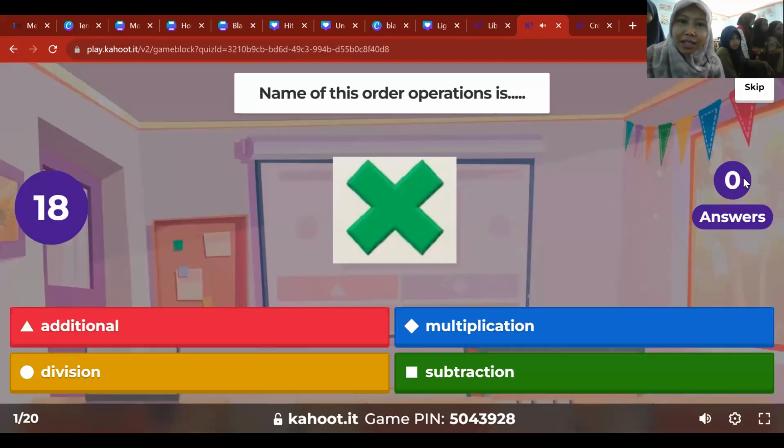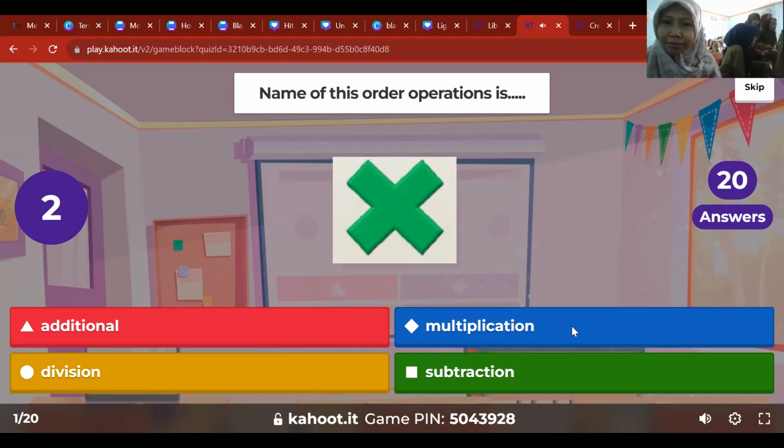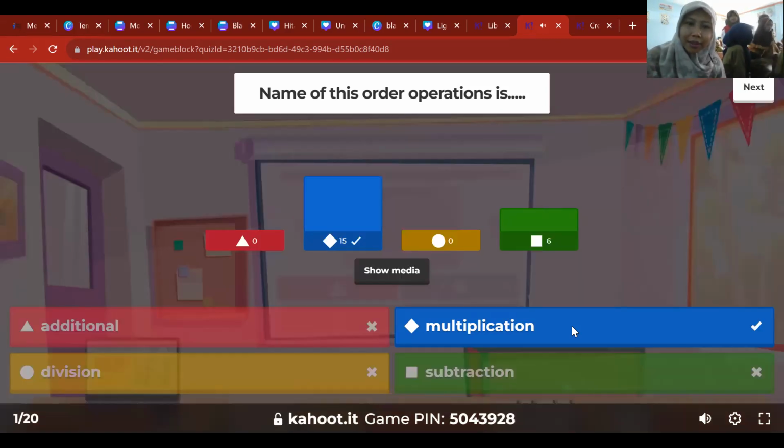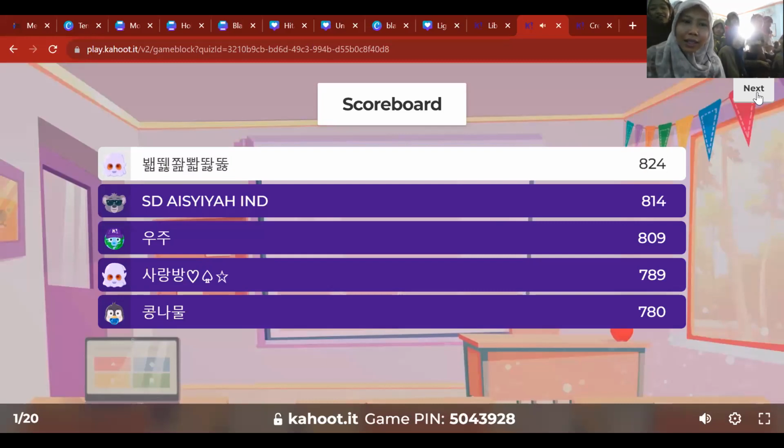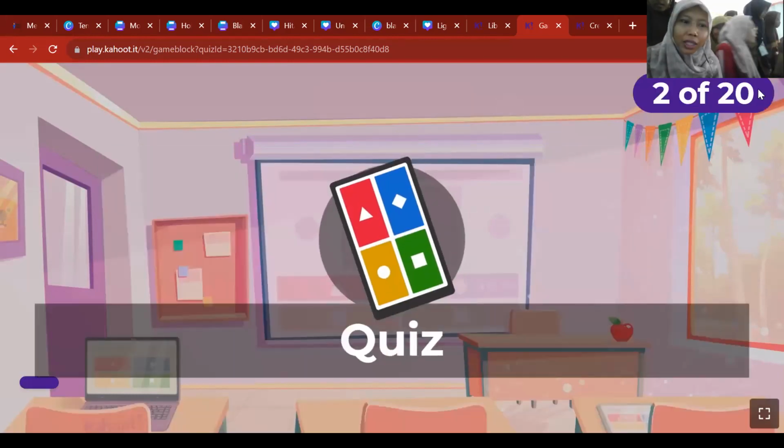3, 2, 1. Name of this operation: red addition, yellow division, blue multiplication, green subtraction. And the answer is multiplication. Okay, the top one is a Korean student and Aisyah is second. Next, second question.